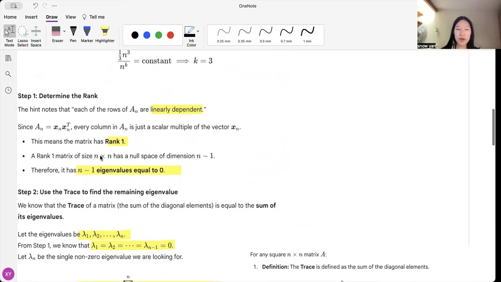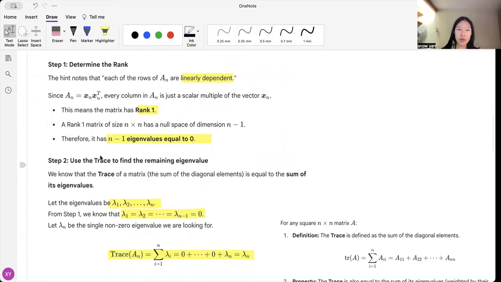So the first thing that we noticed is that the rows of A_n are definitely linearly dependent, because it says A_n only has one eigenvalue that's non-zero. So then our rank is 1 and our n minus 1 eigenvalues are equal to 0.